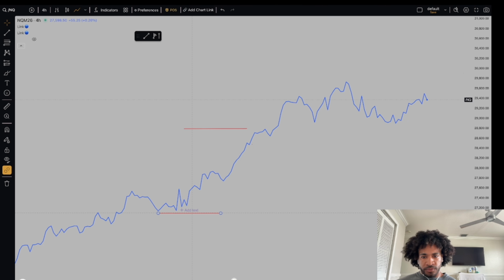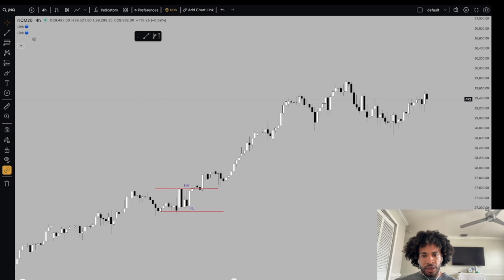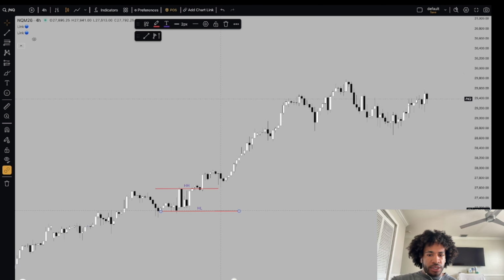So let's put it here. Let's mark this as higher low. Let's put this one here. Let's mark this as higher high. Boom. Now let's flip back to the candlesticks. Anything that happens in between these two lines, in between the higher high and higher low, is just market structure. Just because we get an impulse move down does not mean we're now bearish. We're still in an uptrend. We only become bearish when we get a candle close below this higher low.